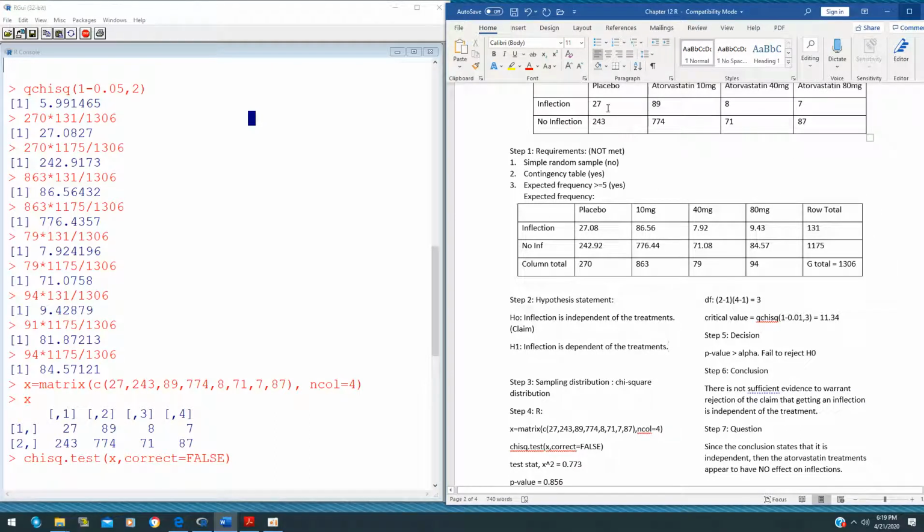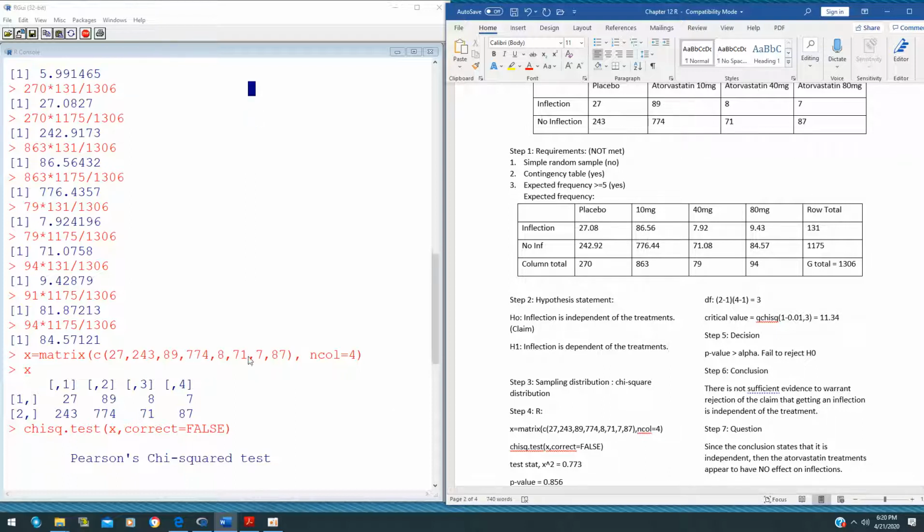You use the data given in the question, the contingency table, the observed frequency. So you start with 27, and then you have to read down. So 27, 243, and then you go over 89, 77, 48, 71, 7, and 87. And how many columns do we have? In this case, we have 4 columns. So ncol equals 4. This is what happens when you type this into your R and then hit enter.